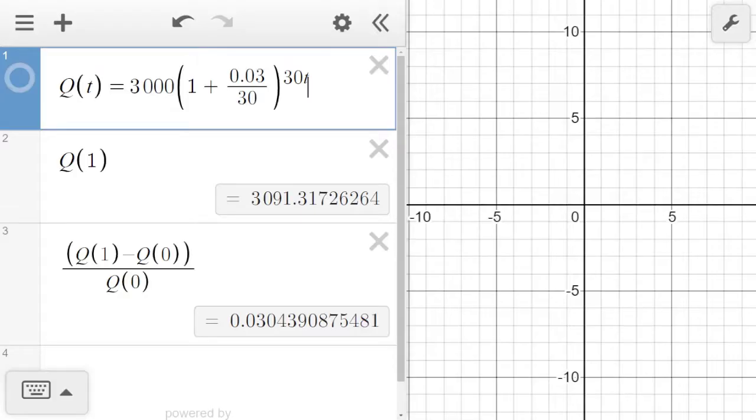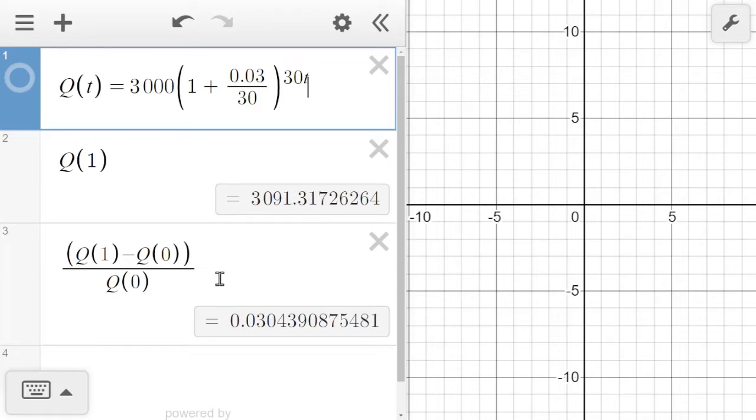And then once I've had that, it's making it a lot easier for me to substitute in t equals 1. This is 1 month later. So this is how much I will end up with in 1 month after the initial amount. So the initial amount was 3,000. 1 month later, I'm ending up with 3,091 and 32 cents.